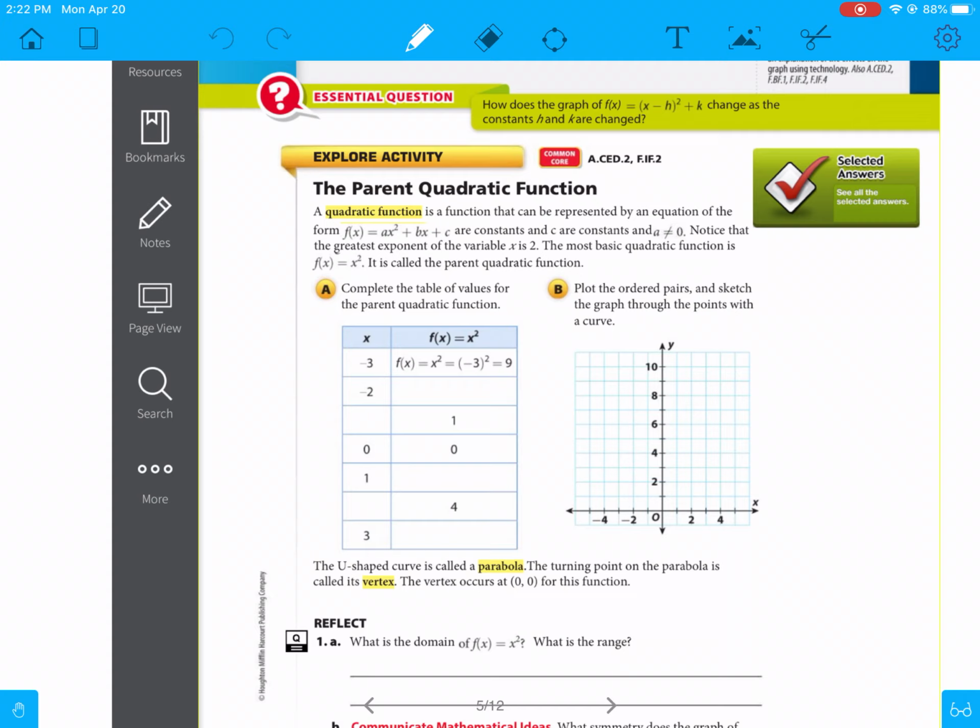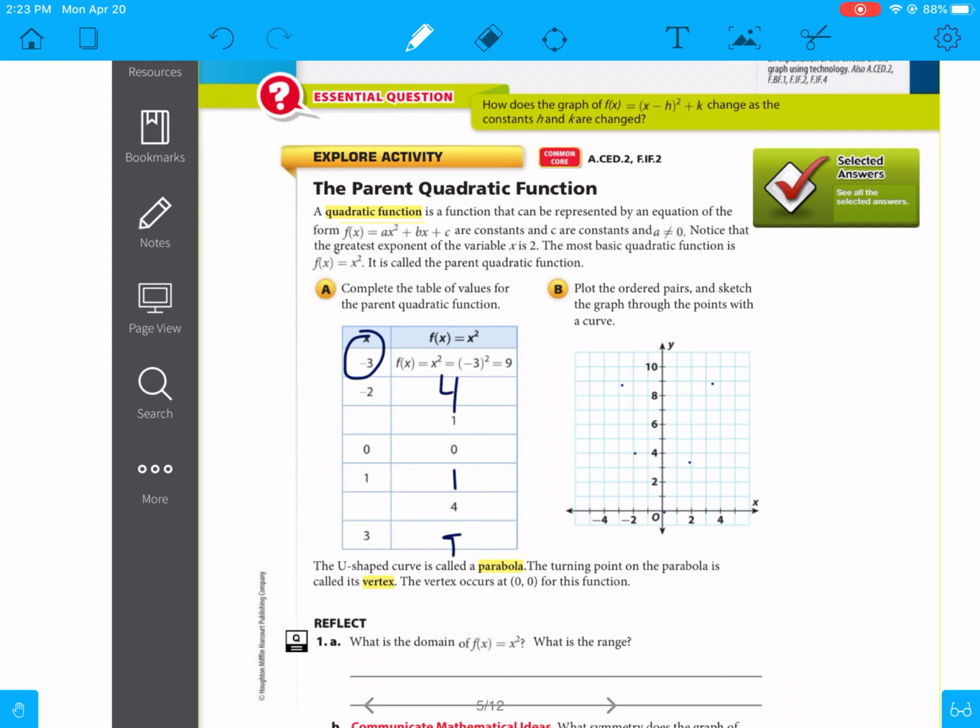So a quadratic function is a function that can be written as f of x equals ax squared plus bx plus c, and your a cannot be 0. To graph this, all you have to do is plug in -3 for x, so it'd be -3 squared, which is 9. -2 squared is 4, and 1 squared is 1. Then when you graph this, it's f of x equals x squared, which is called your parent function. So you go to (-3, 9), (-2, 4), we'll skip, (0, 0), (2, 4), and then (3, 9).